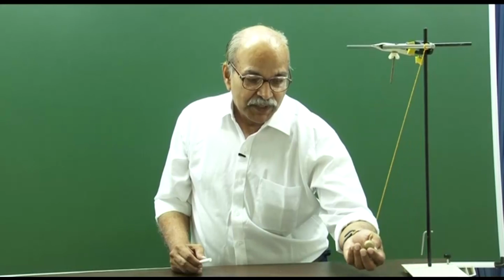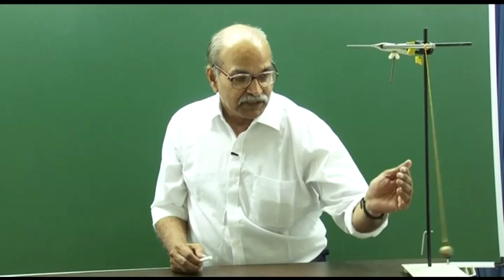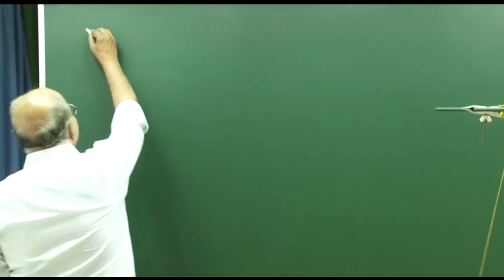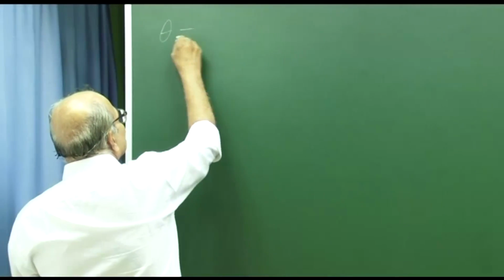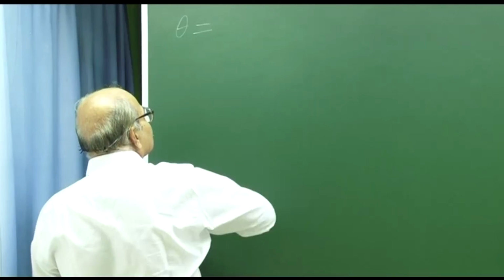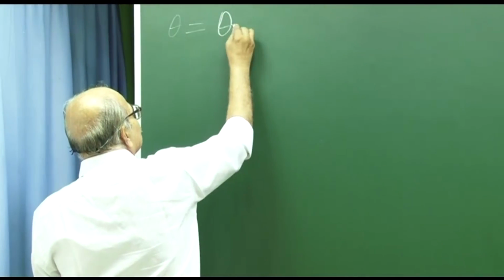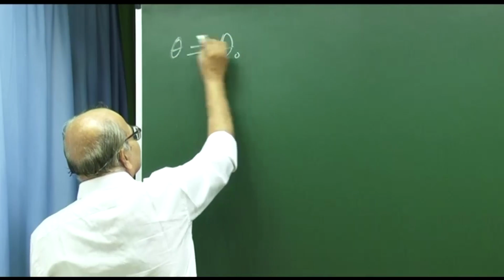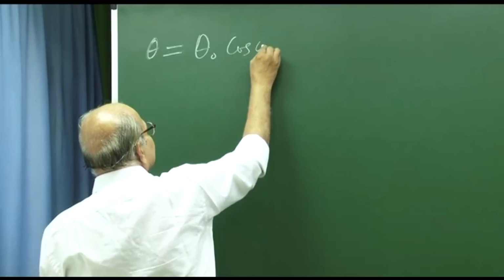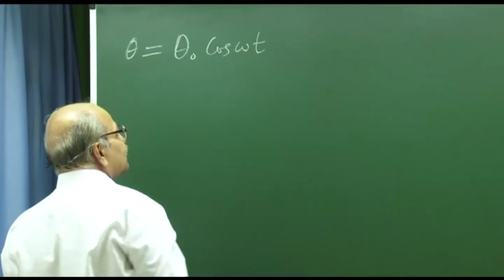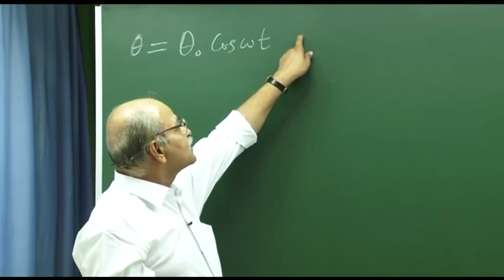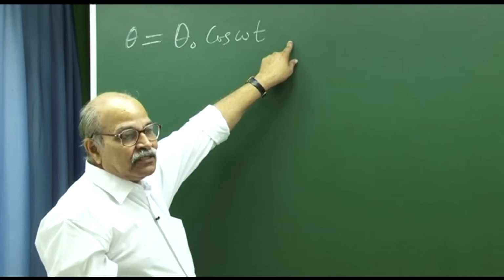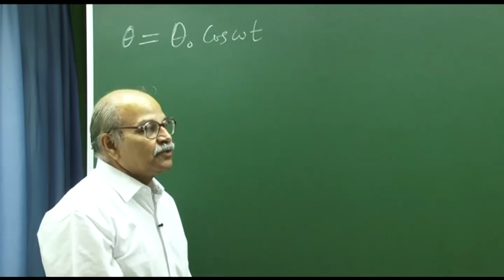If you write the equation for displacement, let us write for theta, can call it theta naught, which is the amplitude, and some, let us say, cos omega t. You can write sin omega t, you can write cos of omega t plus some angle phi which is constant, does not depend on time, and so on. So, this kind of equation you write.